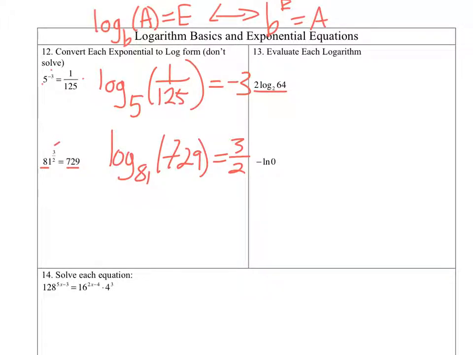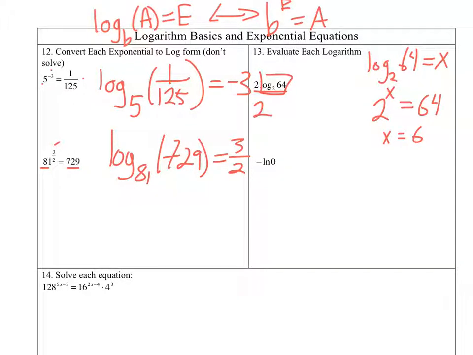Two times log base 2 of 64. Well, for log base 2 of 64, I'm going to convert this to exponential. So 2 to some power equals 64. That power is 6. That means that log base 2 of 64 is 6. 2 times 6 is going to be 12.